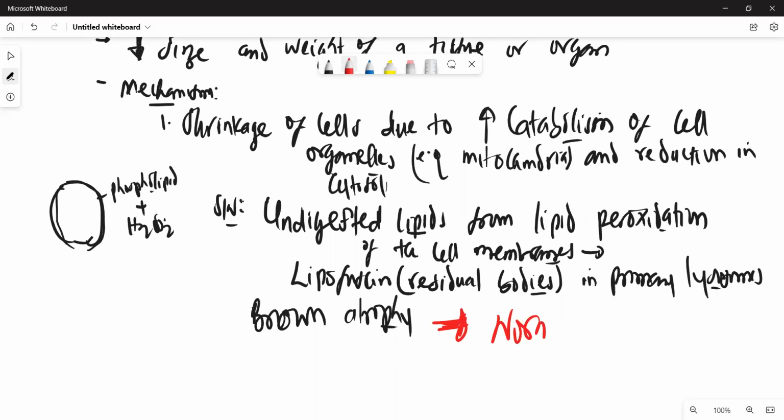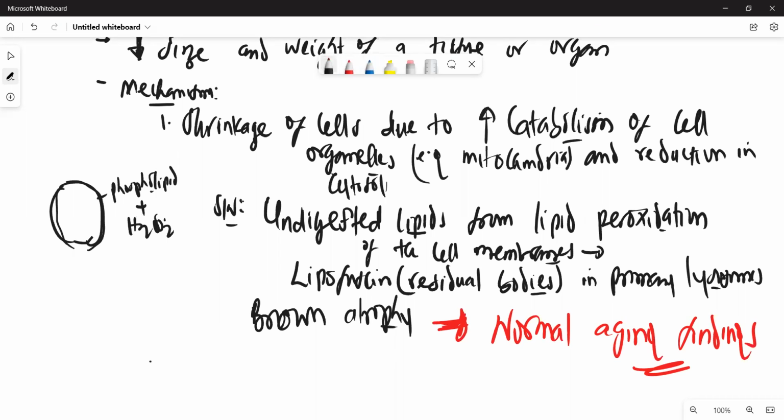is that they are normal aging findings. So something that we need to remember. So they are normal aging findings. So that's one of the mechanisms of atrophy.